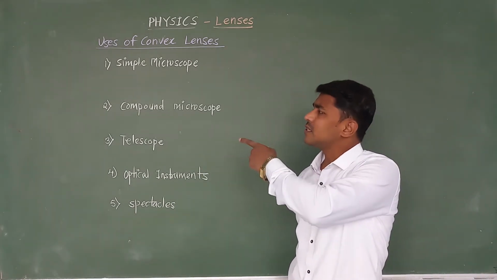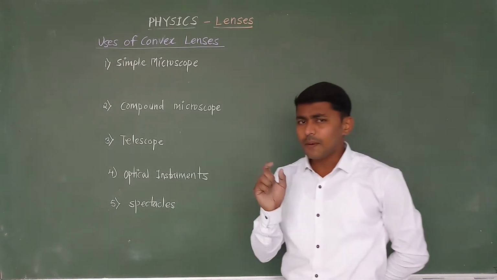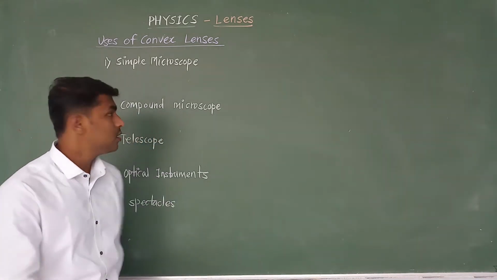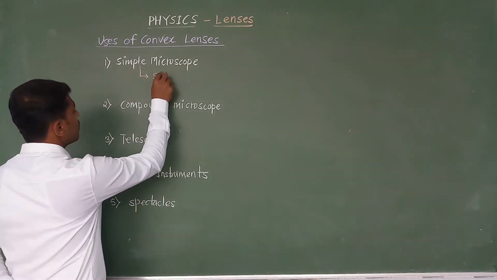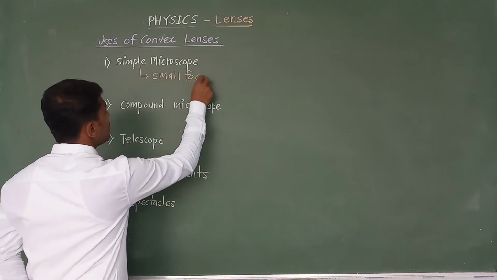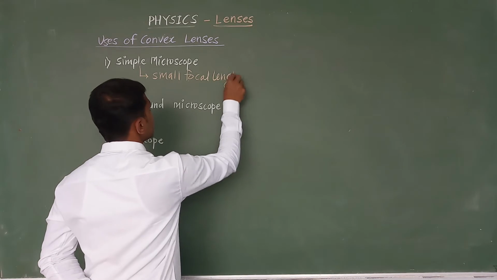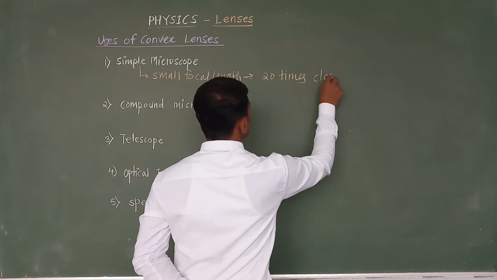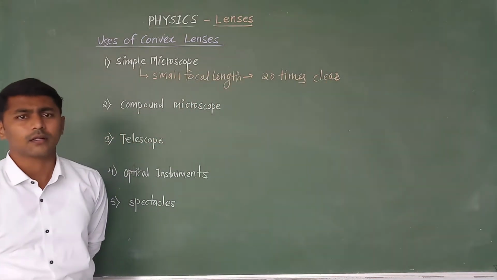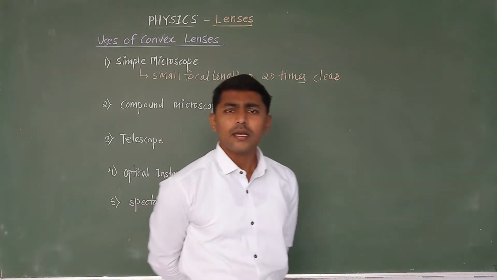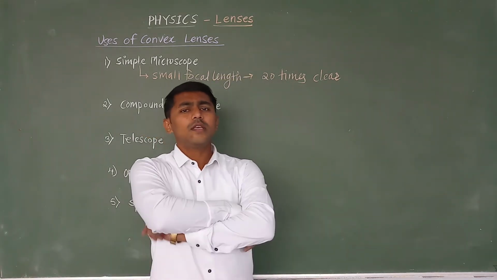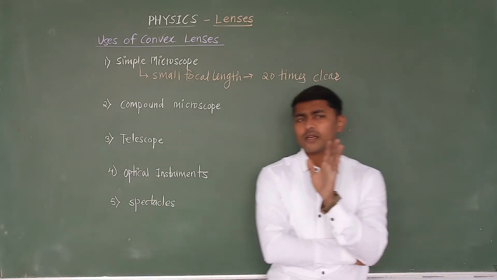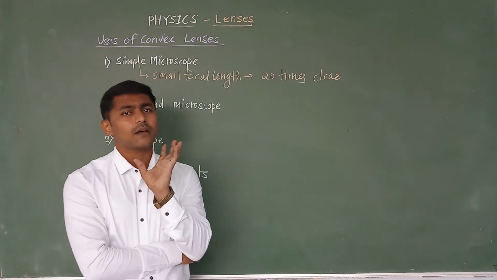Okay, so what is the difference between a simple and a compound microscope? A simple microscope contains a convex lens with a small focal length, so that we can observe an image which is 20 times clearer than the original. Okay, so students, for example, we can take a watch repairer.